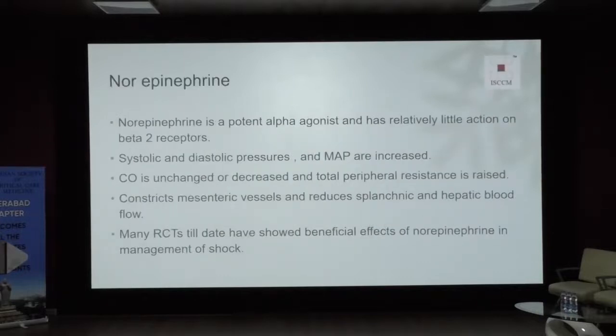Then coming to norepinephrine, it is a potent alpha agonist with relatively little action on the beta 2 receptors. Both systolic and diastolic pressure increase and MAP also increases. Cardiac output is unchanged or decreased and total peripheral resistance is raised. It constricts mesenteric vessels and reduces splanchnic and hepatic blood flow.